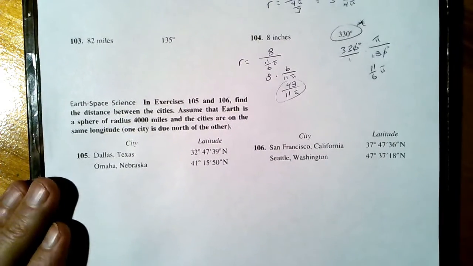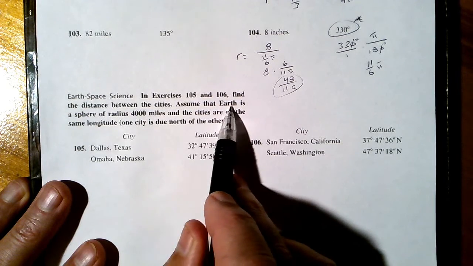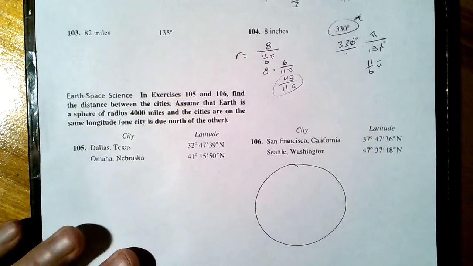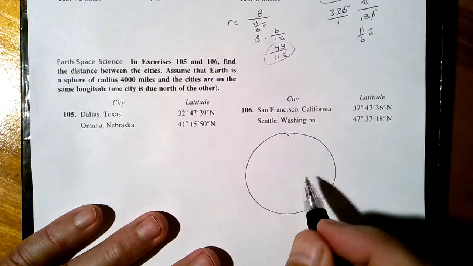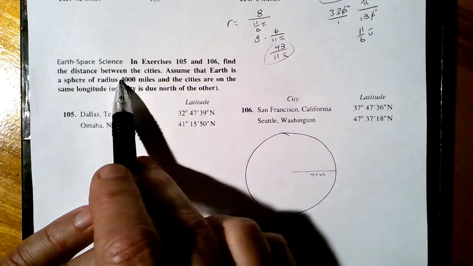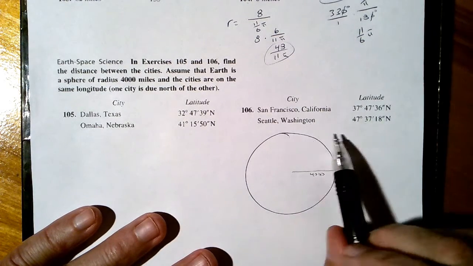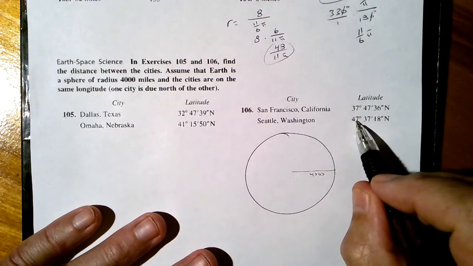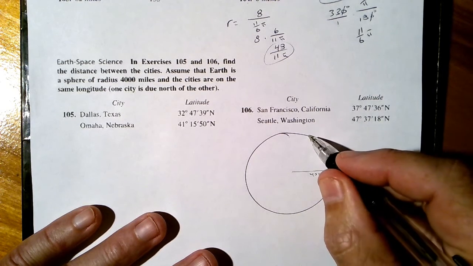And here we go. Good little problems here. Find the distance between the cities. Assume the Earth is a sphere of radius 4,000. I could have used my special circle drawing skills for that, but that's not too bad. Radius 4,000. And the cities are on the same longitude. One city is due north of the other. So we've got Seattle, Washington. Well, that one's been in the news lately. That's up 47, 37, 18 from the equator. I'm going to exaggerate that a little bit just to get some separation.